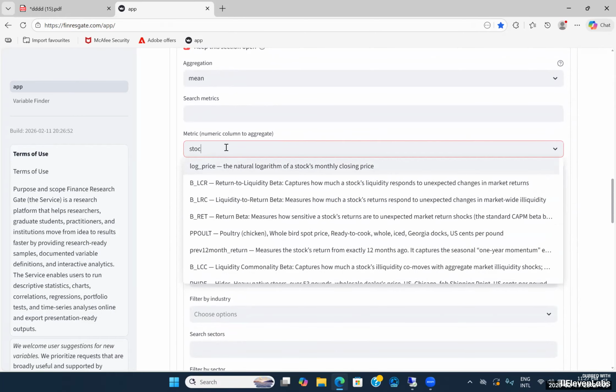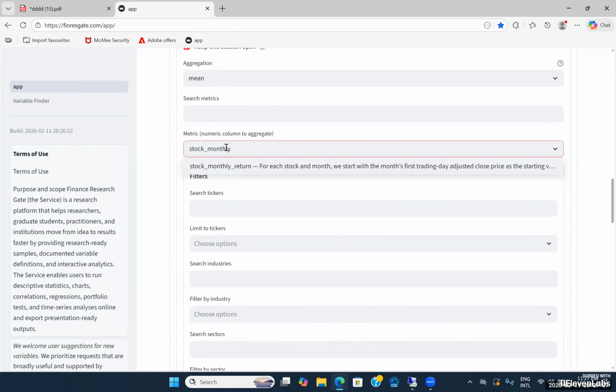Next, we proceed to select the monthly return, which is the crucial variable that we specifically intend to input into the portfolio optimization process.